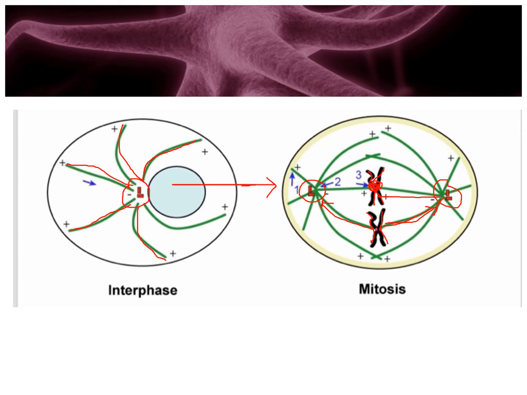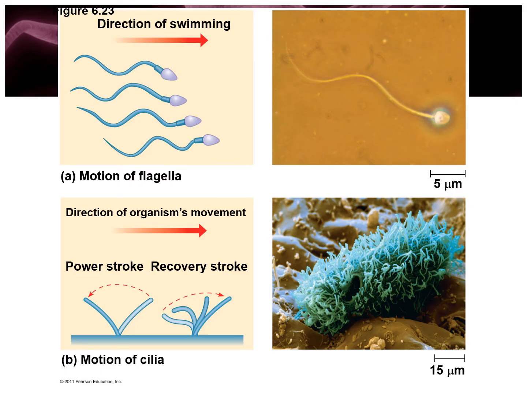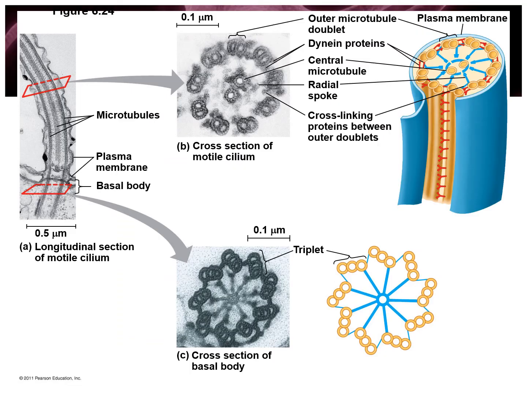Another thing that microtubules do is they power a cell's movement by powering either the long tail called a flagella or the shorter hair-like structures called cilia. Both of these allow the cell to move. They're called locomotor appendages. So how does this really work?